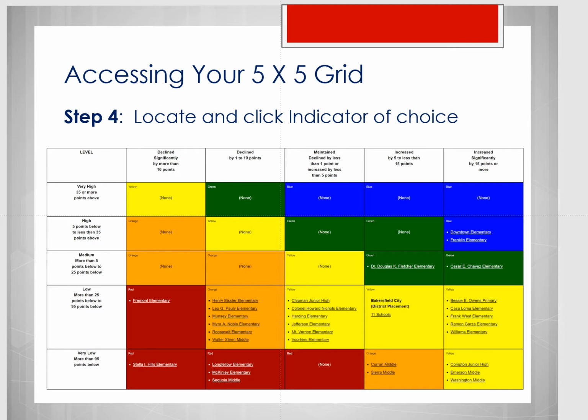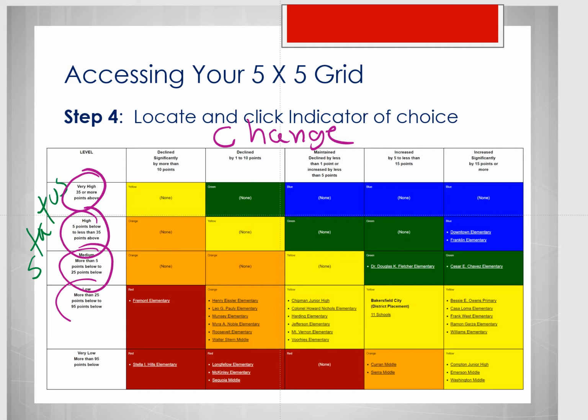And so on the 5x5 grid, we have some information that we want to be aware of. We have this side of the grid. The left side of the grid is the status side, and the top of the grid is the change side. So status is like a picture in time of where you're at in terms of these big areas of very high, medium, low, and very low. And then change is how well you did from the year prior.